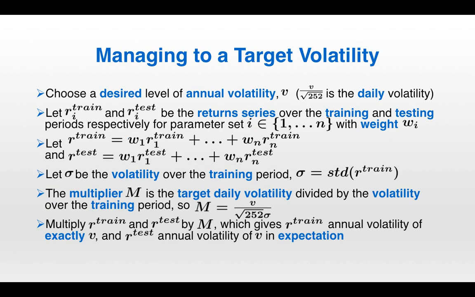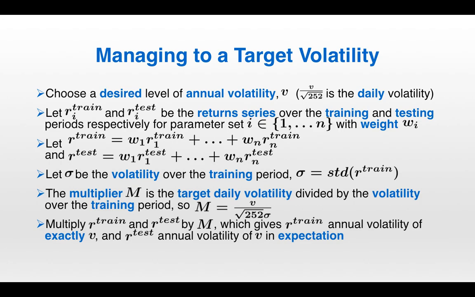Today's topic is risk management and position sizing. We're going to start out with position sizing and specifically managing to a target volatility. Our target volatility is our desired level of annual volatility. We'll denote that by V. And note that V divided by the square root of 252 will give us the daily volatility.